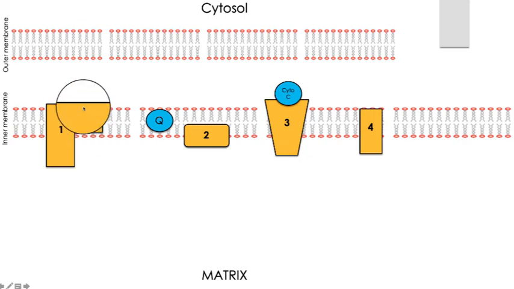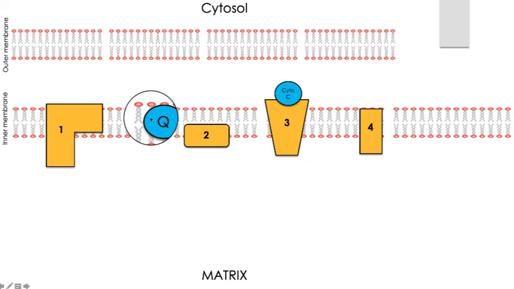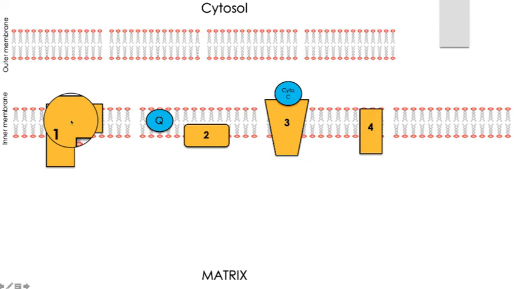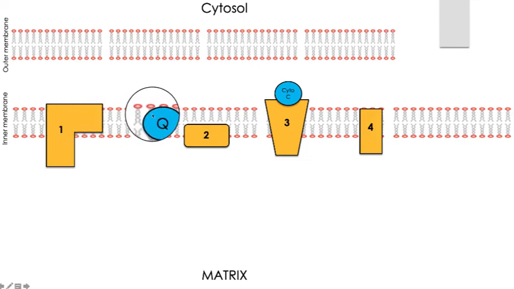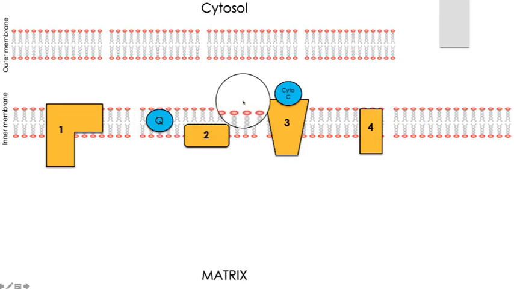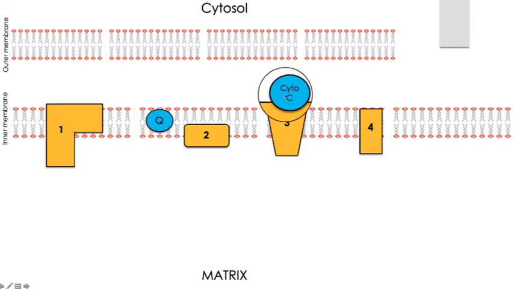So the electron transport chain is composed of 4 protein complexes, 1, 2, 3, 4. And it's also composed of two coenzymes that are mobile. They can move. The protein complexes 1 through 4 are embedded in the membrane. They can't move. But these coenzymes, coenzyme Q and cytochrome C, are mobile and they can move within the inner membrane.